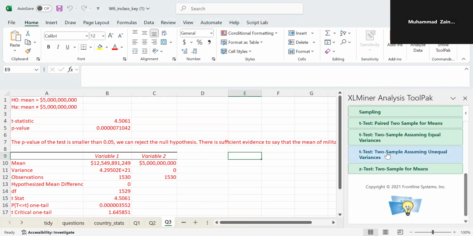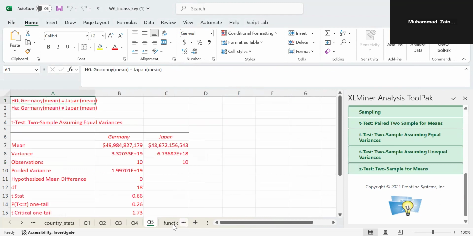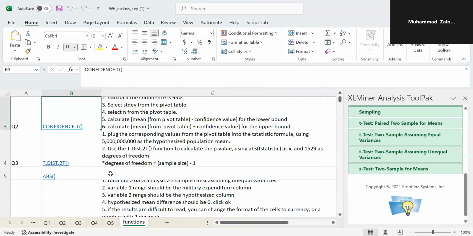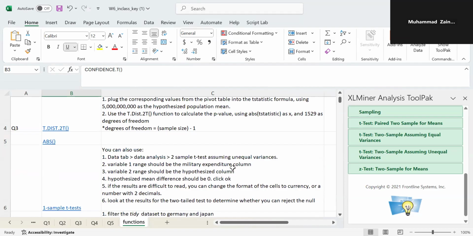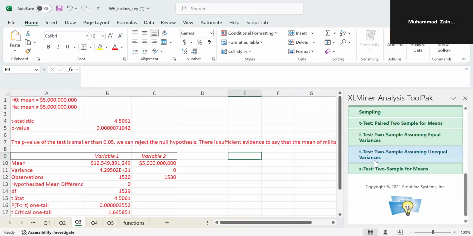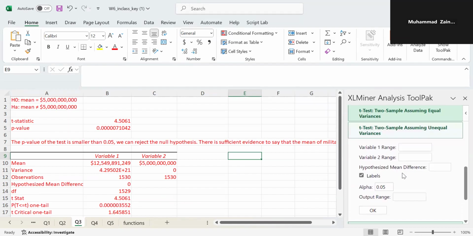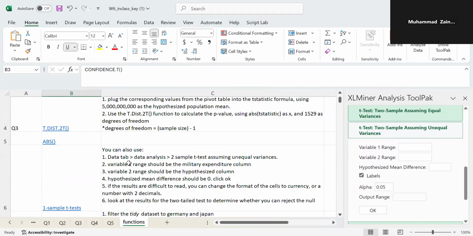So we are doing the test with two samples assuming, let me confirm it, unequal variances, right? So that is the one we are doing. And so you can do this, and here you can put the variables. Your variable one range should be the military expenditure column, and variable two should be the hypothesized column. Hypothesized mean difference should be zero because we're assuming that it's 5 billion. And then you get the results.